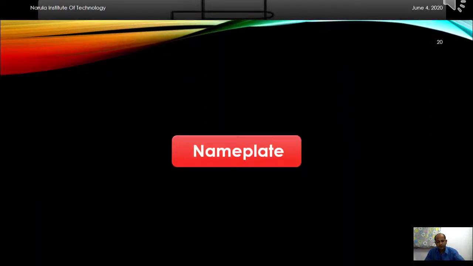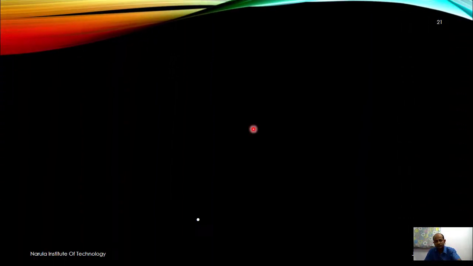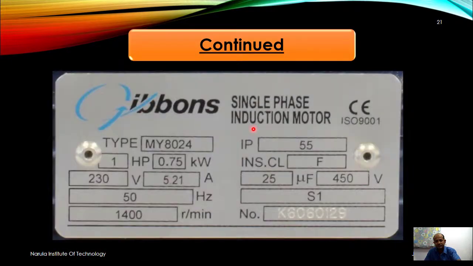Now this is a typical nameplate specification of a single phase induction motor. This is a 1 horsepower motor, 230 volt, 50 hertz supply. The rotation speed is 1400 rpm. Its insulation class is 5. So these are the nameplate specifications of a single phase induction motor.